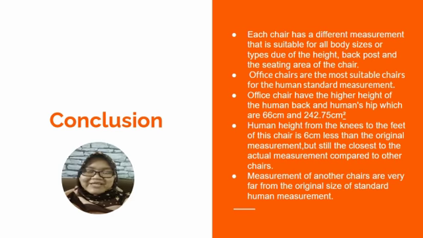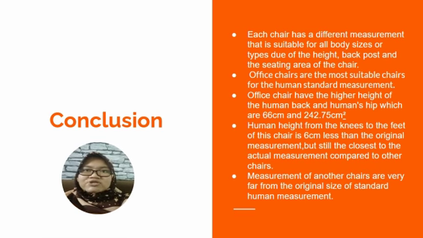This shows that the office chair is almost compatible for everyone and is a great model for the standard chair height. Lastly, it can be concluded that each chair has a different measurement that is suitable for different body sizes or types due to the back post and the seating area of the chair. Therefore, as a result of our findings from 4 types of chairs, which were kids chair, folding chair, stool chair, and office chair, we find that the office chair is the most suitable chair for the human body.